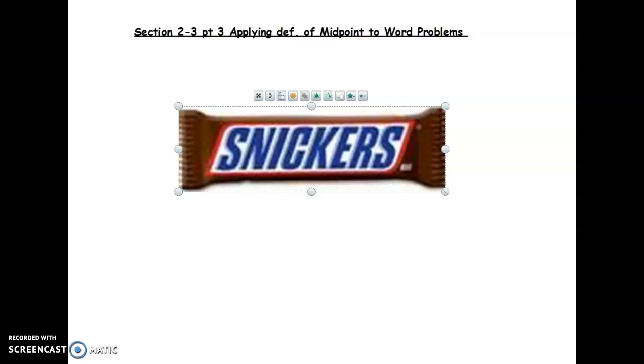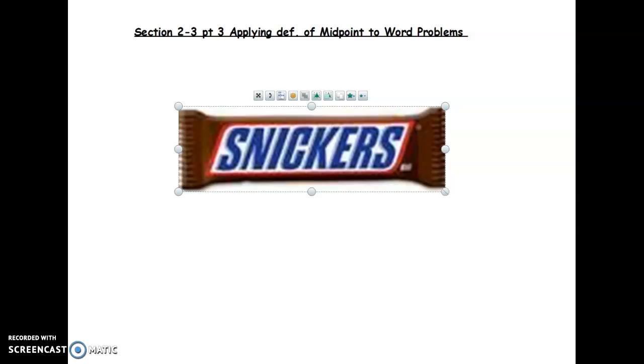So today we're going to pick up kind of where we left off with midpoint. If you remember before break, we were looking at the definition of midpoint, what it meant, and how to use it in various scenarios to figure out segment lengths, to set up equations. So today we're going to look at applying that to word problems. We started this right before break, but then we were closed.